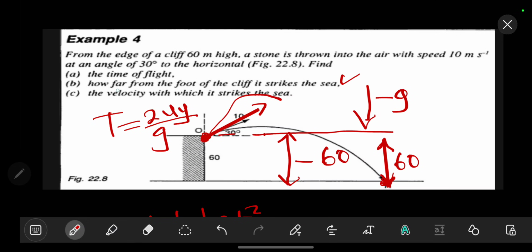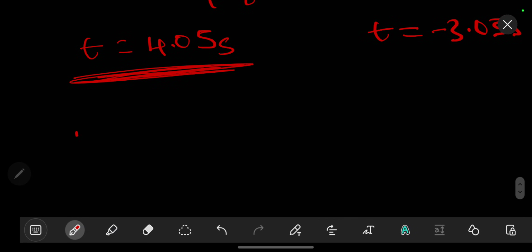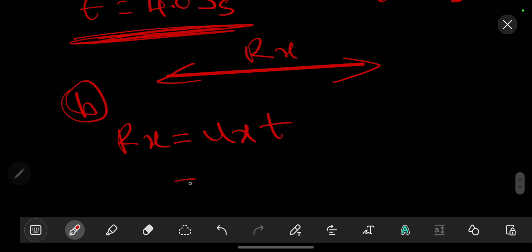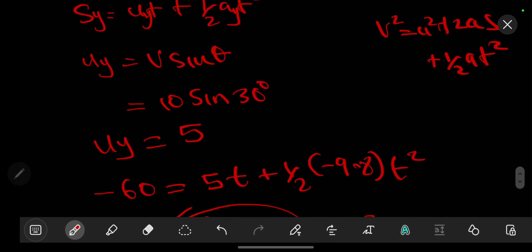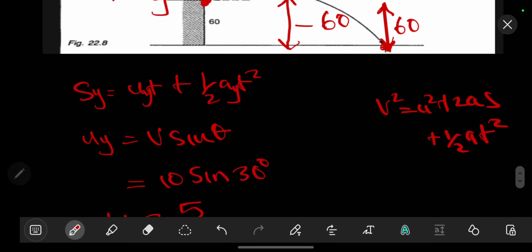So how far from the foot of the cliff does it strike the sea? For part B, we are looking at how much it moved in the x direction, so we are going to use the range. The range is equal to ux times time. Our velocity in the x, we didn't find the velocity in the x yet.